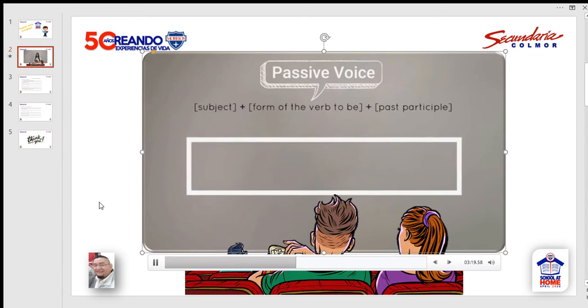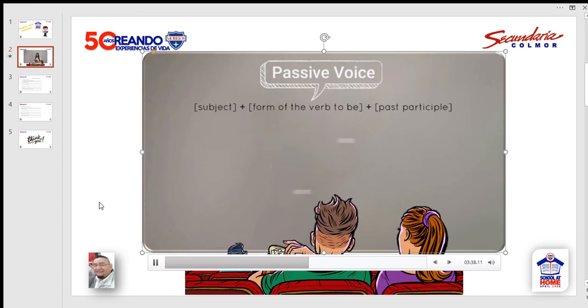Present simple tense. The house is cleaned every day. The house is a subject. Is a present simple form of the verb to be. Cleaned is a past participle of a verb to clean. Every day is the rest of the sentence.